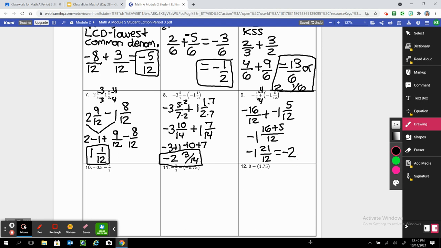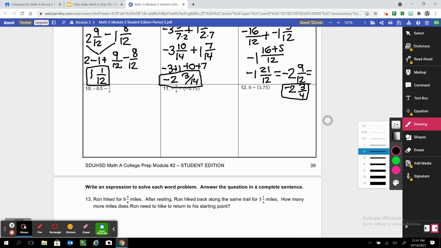And 21 minus 12 is 9. And then one more step, because 9/12 can be simplified to negative, oops, I'm running out of room. The final answer is -2. Oops, hold on. Oops, there we go. -2 and 3/4. I ran out of room on that one. Sorry about that. All right.